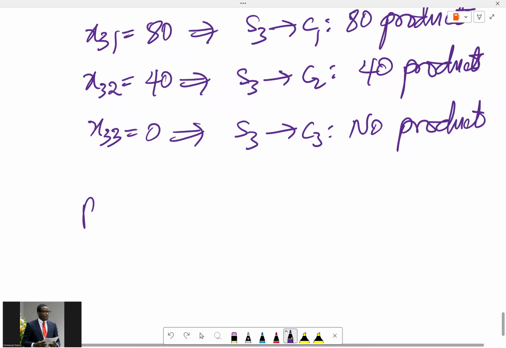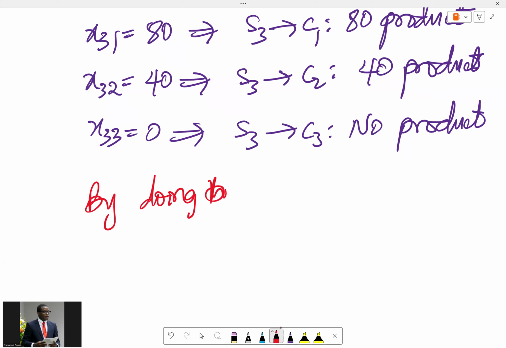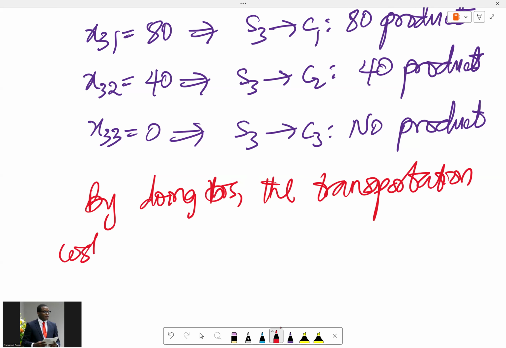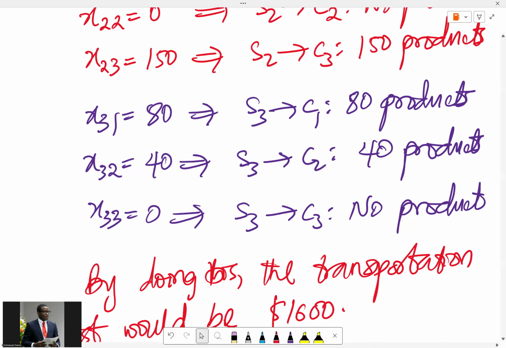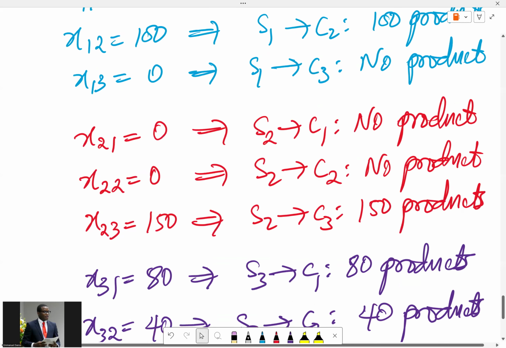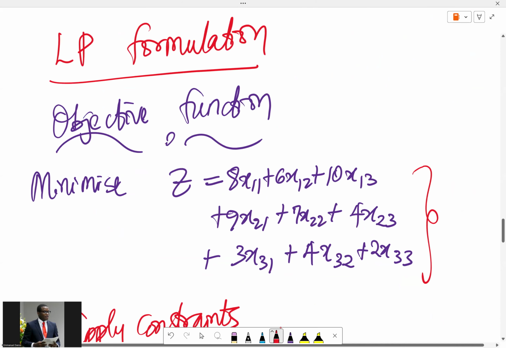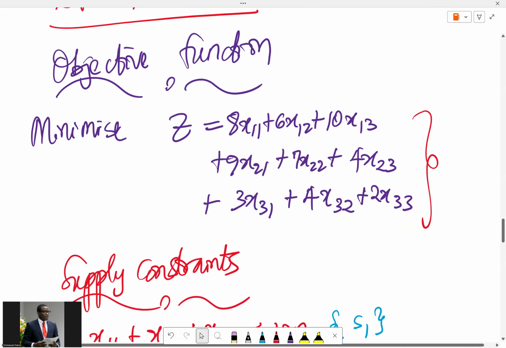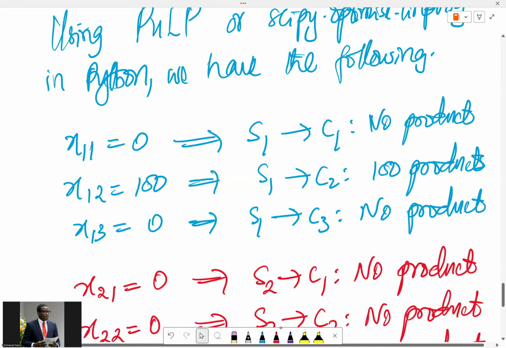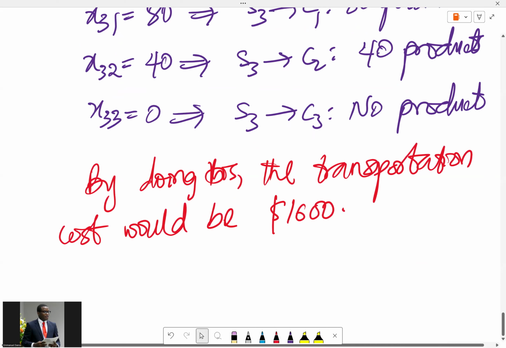By doing this, the transportation cost would be $1,600. Of course, you already know how we get this. Each of these values you substitute into the objective function, and you get your results. You're going to get $1,600. And since we used Python for this, you can be sure that's the optimal solution.